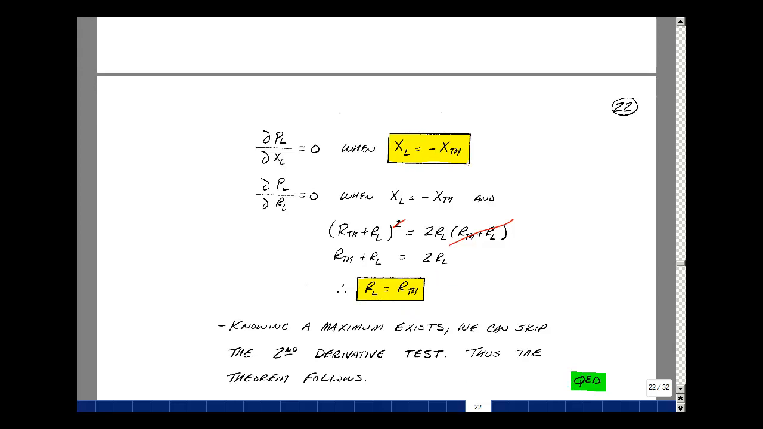Okay, so now we have the critical points occurring when X sub L equals minus X Thevenin and when R sub L equals R Thevenin. I would take the second derivative with respect to X sub L and R sub L, and then put these critical points in. If the resulting calculation is less than 0, then we have a maximum. But we already know a maximum exists in playing with our systems, and so we could skip taking that second derivative test. That's being an engineer versus being a mathematician. And this is the proof of the maximum real power transfer theorem.